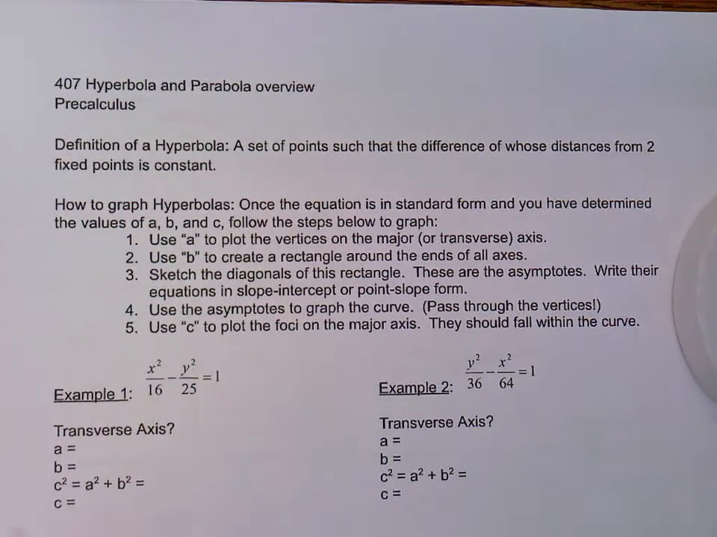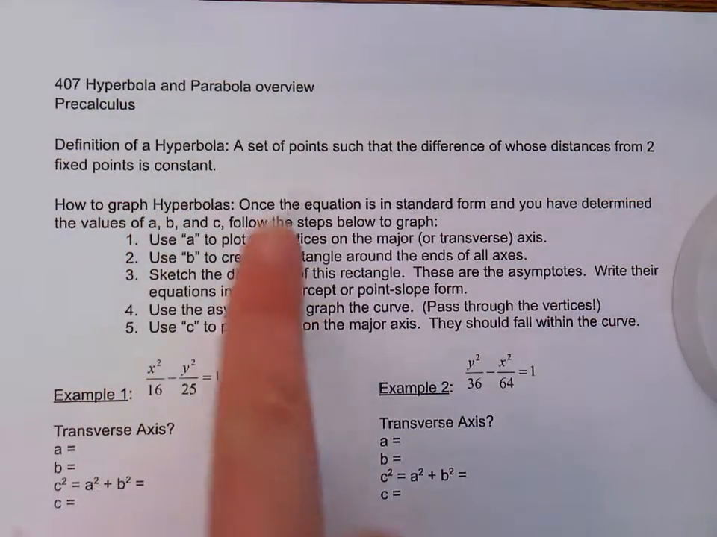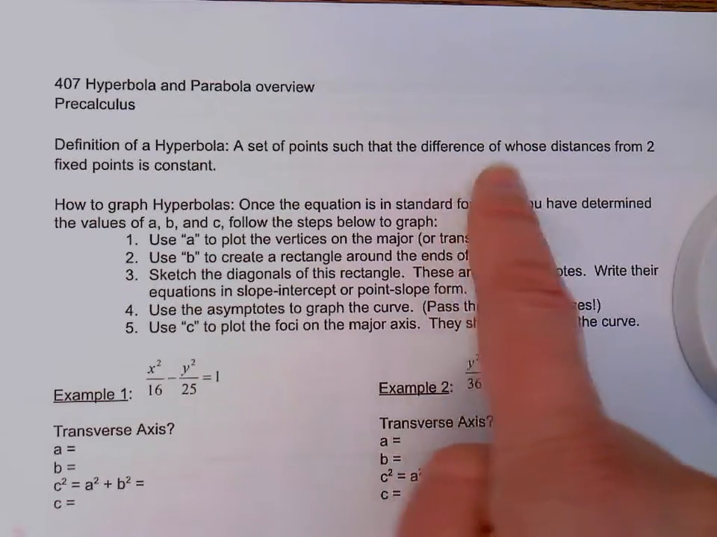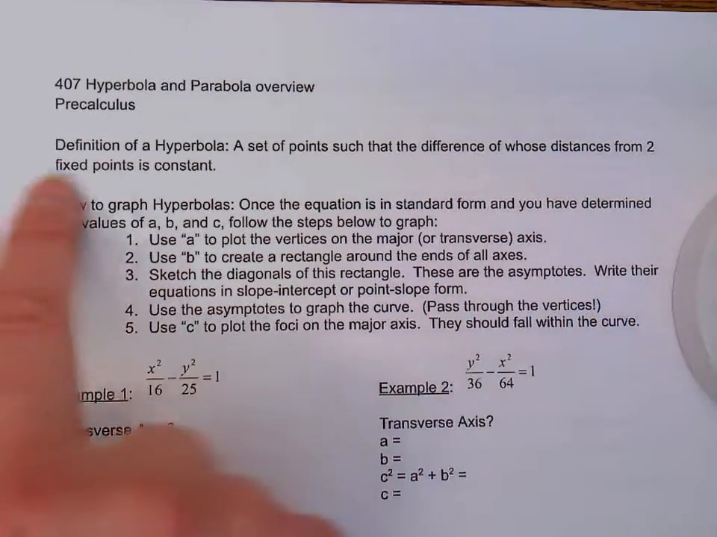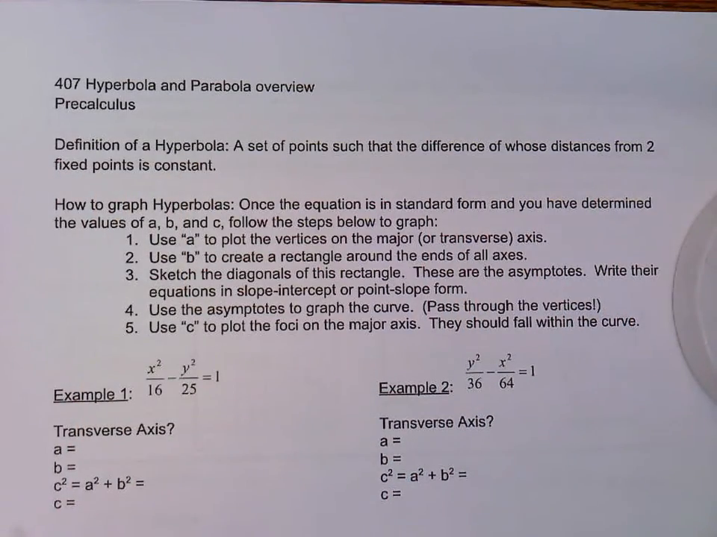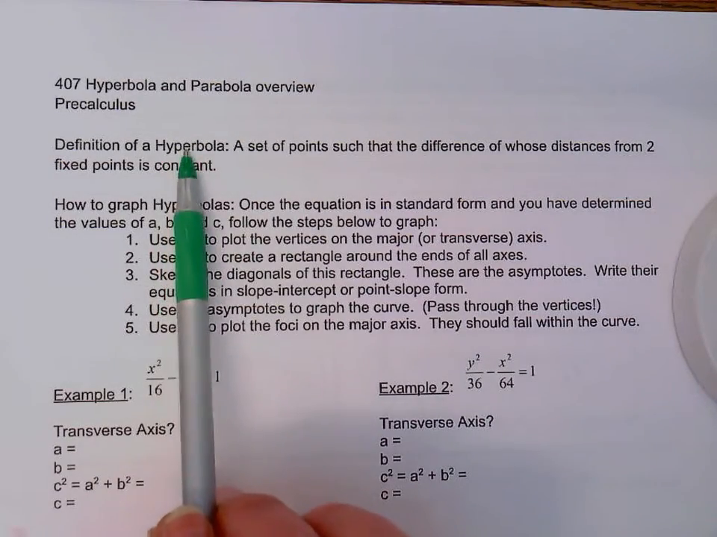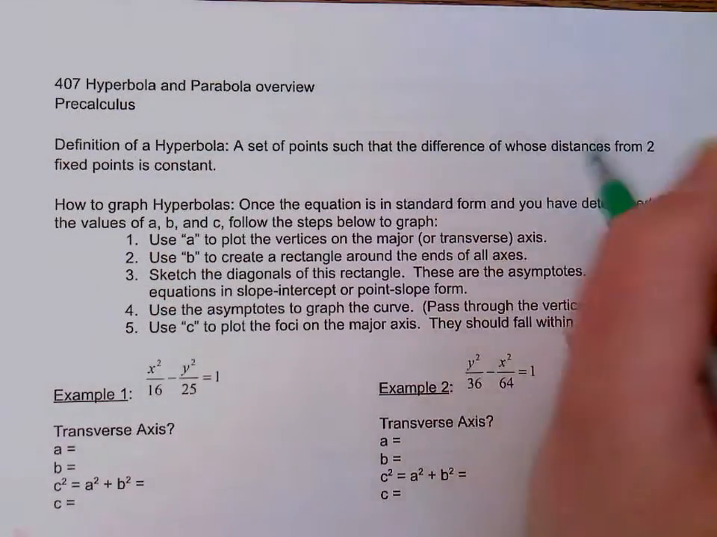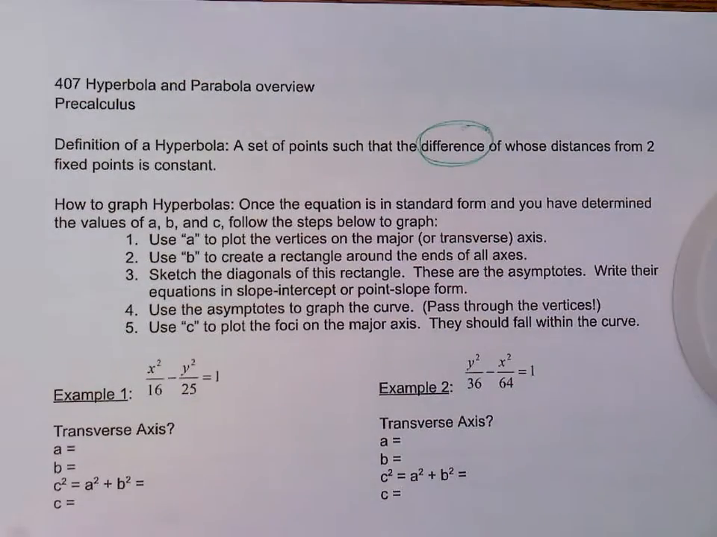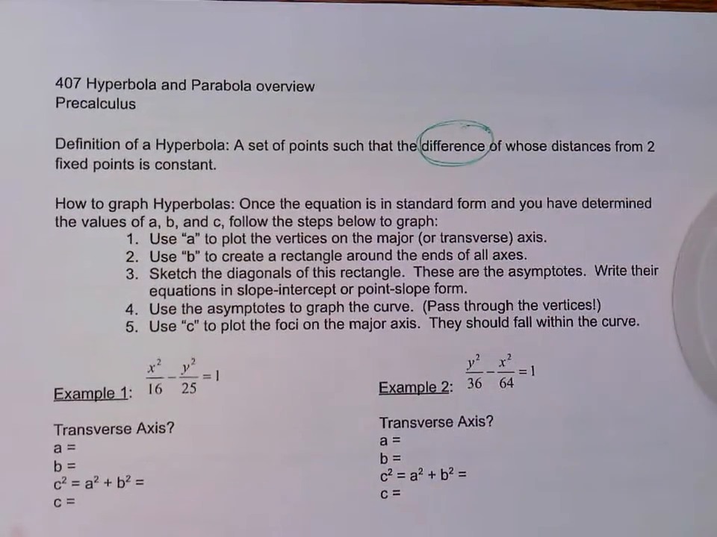Okay, so the definition of a hyperbola: a set of points such that the difference of the distances from two fixed points is constant. The only difference between the hyperbola definition and the ellipse is this word, difference. So for an ellipse, it's sum. For a hyperbola, it's difference. With the sum, we showed you stretching that string all the way around.